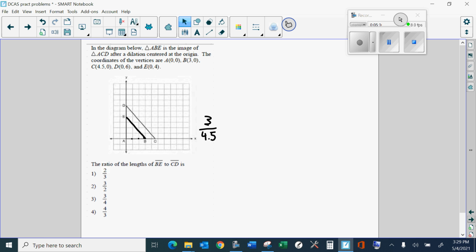Okay, or if you didn't like that, which does reduce down to 2/3, 1.5 is their GCF. Or I could go ahead and just count here, 1, 2, 3, 4 over 6. So that one right there is 2/3. The ratio, and you have to pay attention to the order, is the smaller over the bigger, 2 to 3. Notice number 2 is 3 to 2 in case you switched it.